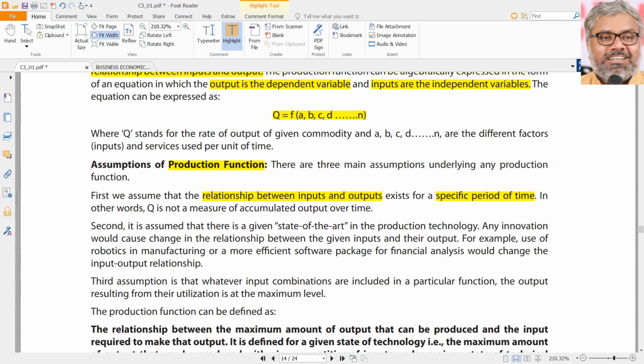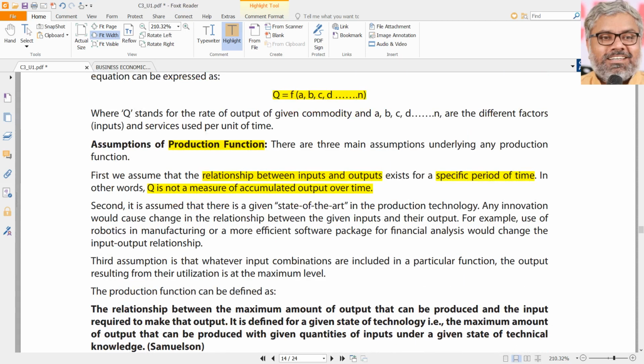But Q is not a measure of accumulated output over the time. It is not. So that is the first point. To sum it up in the words that we already know, Q, which is the expression of output or production, is a flow concept, not a stock concept like capital. So that is the first point of assumption in this function.